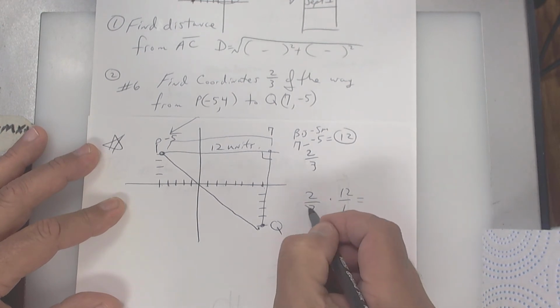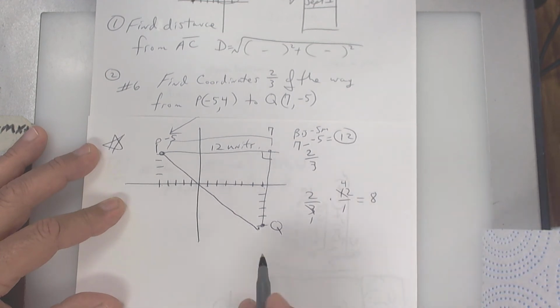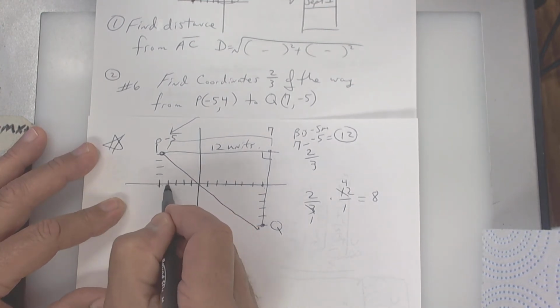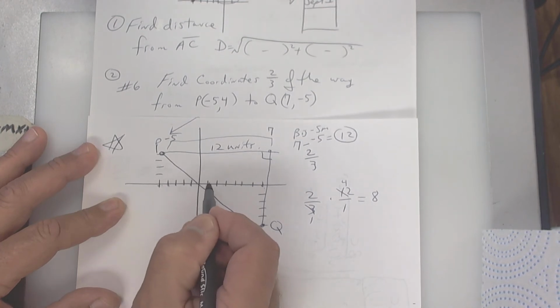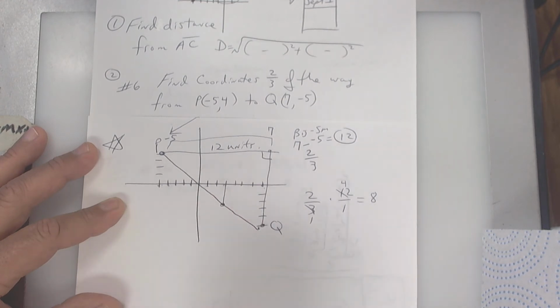You could reduce. 3 goes into 3 once. 3 goes into that 4. 4 times 2 is 8. So it's going to be over 8. And let's see where we are. So it's going to be over 8 from this point. So it's 0, 1, 2, 3, 4, 5, 6, 7, 8, over 8. And then it's got to be down a certain amount. And that's your point right there.